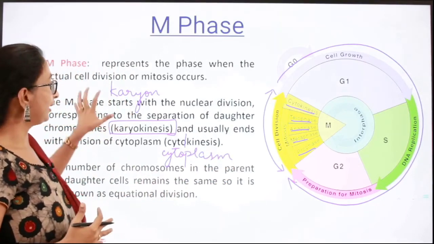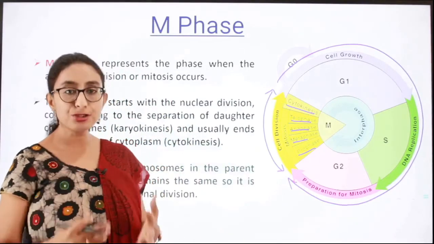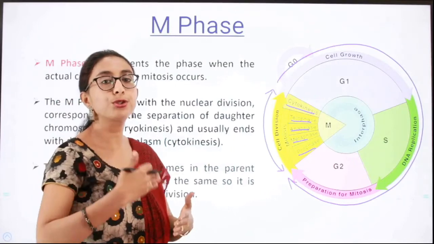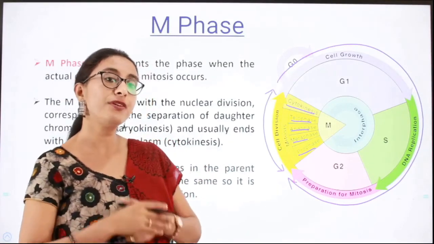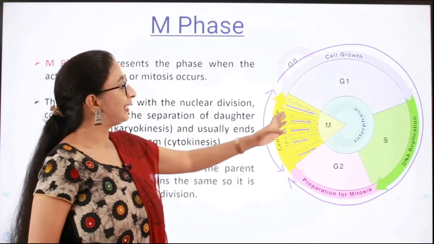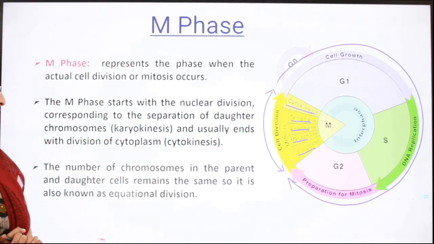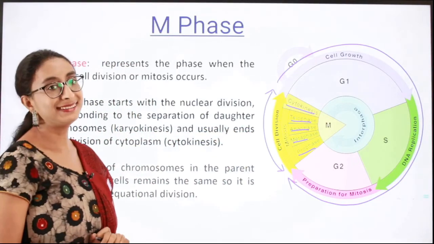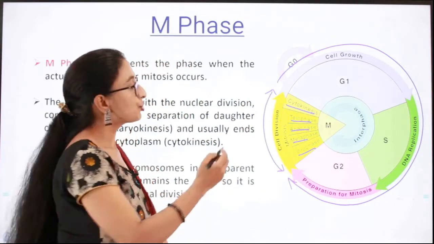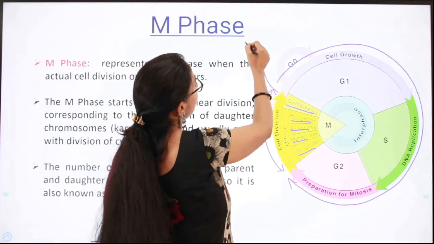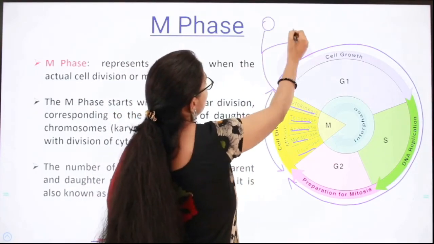So overall, during the M phase, the cell goes into the actual phase of cell division, where it goes through stages of prophase, metaphase, anaphase, telophase, during which division of the nucleus occurs, and then finally it is followed by the stage of cytokinesis, during which division of the cytoplasm occurs. So this completes one cycle. After cytokinesis, the parent cell would have divided into two daughter cells.